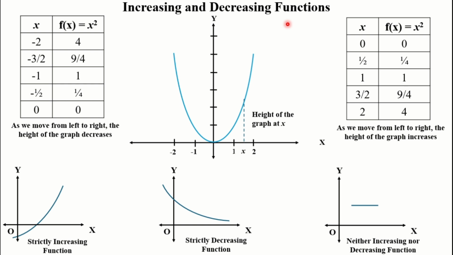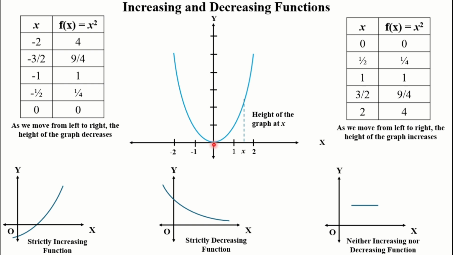Increasing and decreasing function we try to understand with this graph. You can see this is the graph of the function f of x is equal to x square. Look at the right hand side of the origin. If we move from left to right, the height of the graph is increasing. Means we can say the graph is increasing for the value x more than 0.